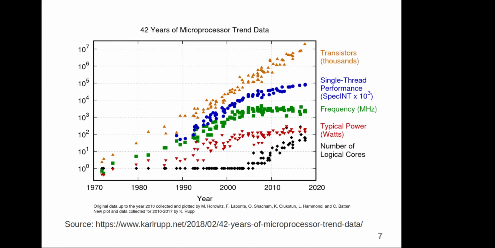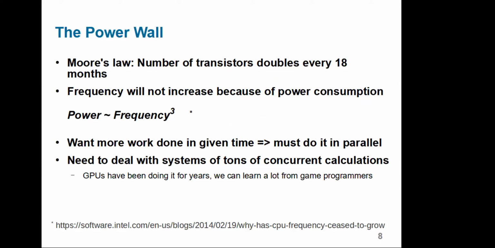Why did we stop increasing the frequency at some point? Why didn't we go higher? The reason is that the power consumption basically increases with the third power of frequency. And with the power consumption, you also increase the generation of heat. So it's not just that you would need a lot of power to run your CPU, you would also need a lot of power to cool it down.